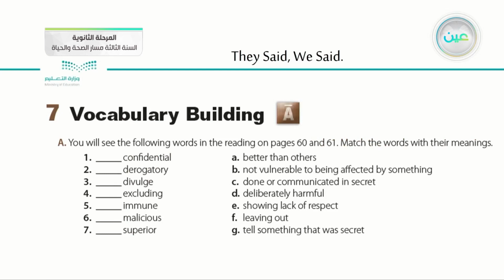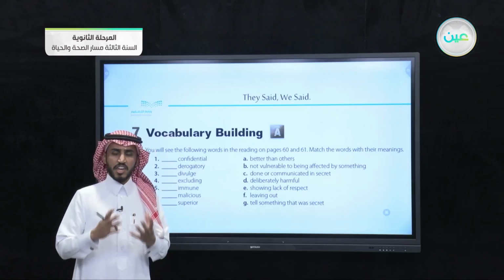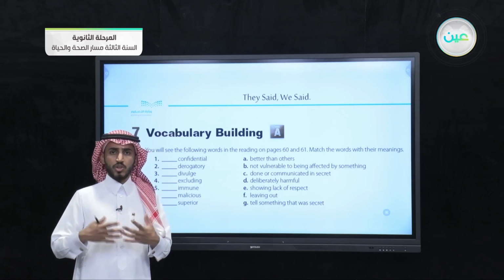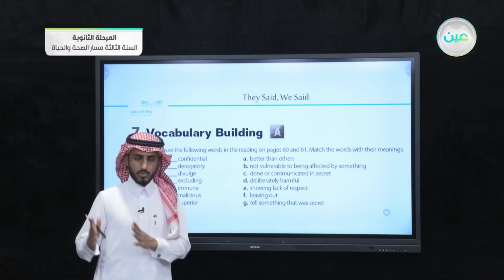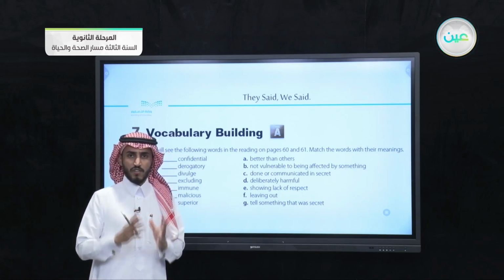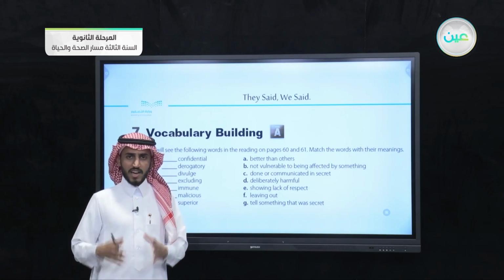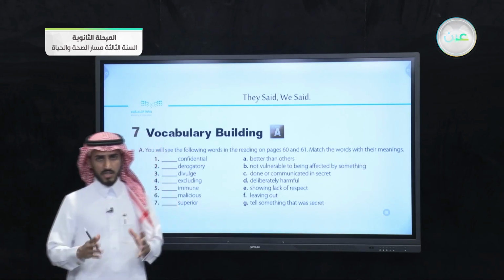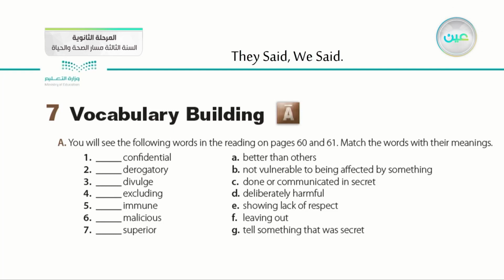We will start with the first one, which is confidential. The word confidential refers to anything that is secret, anything that we don't want the other people to know. When we say about something that it is confidential, or it's classified, or it's a secret, that means it's something that the other people shouldn't know.